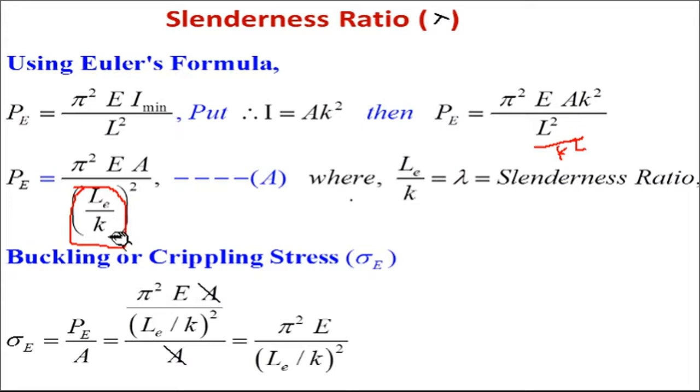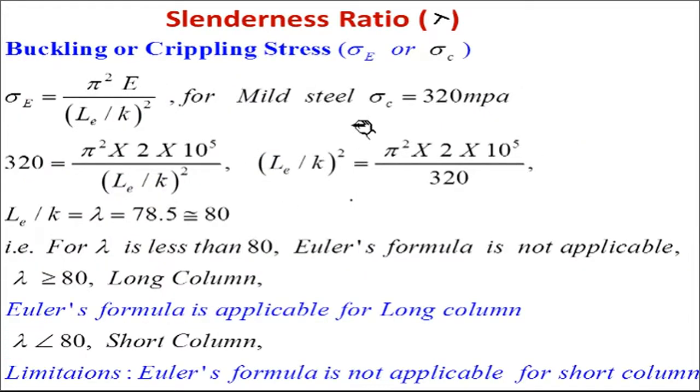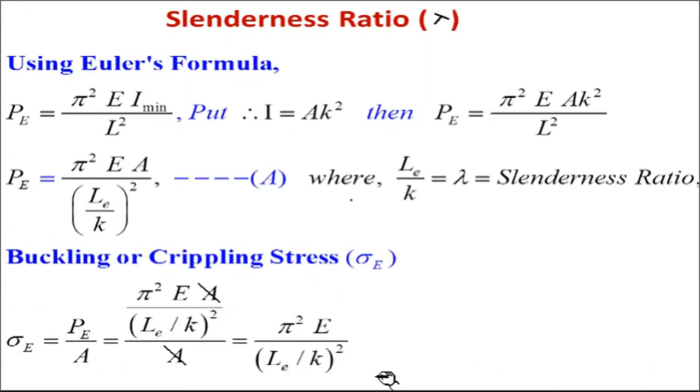And here LE by K is nothing but lambda, and you know that the buckling load or crippling load gives sigma E. The buckling stress is sigma E, the Euler stress. To find the Euler stress sigma E, we know that stress is equal to P upon A. So Euler stress is equal to Euler's load divided by area. Euler's load is this one divided by area, which means this A will cancel in this formula. Then it is pi square E upon LE by K square. So this will be the Euler stress, the formula just derived.